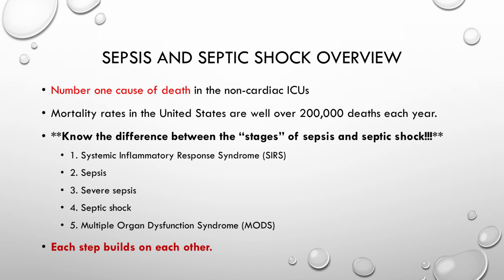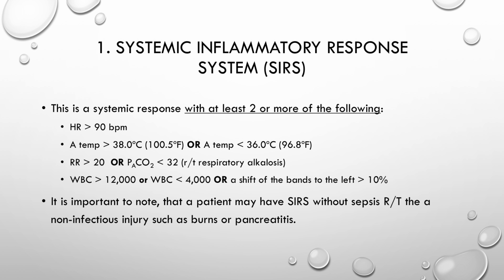For the first stage, the systemic inflammatory response syndrome, this is a systemic response with at least 2 or more of the following: heart rate greater than 90, a temp greater than 38 degrees Celsius, which is 100.5, or a temp that is less than 36 degrees Celsius or less than 96.8 Fahrenheit, a respiratory rate of 20 or greater, or a PaCO2 level of less than 32. This is going to be related to that respiratory alkalosis, that early phase of shock.